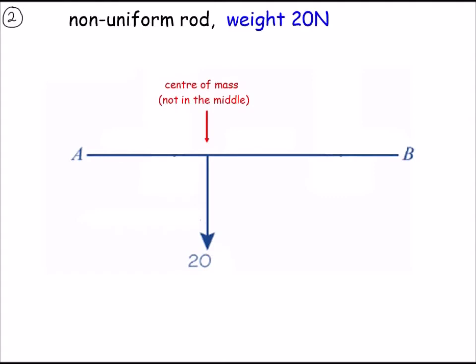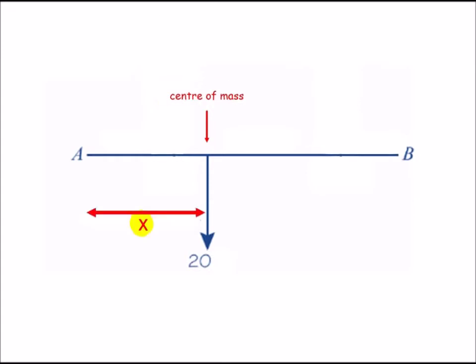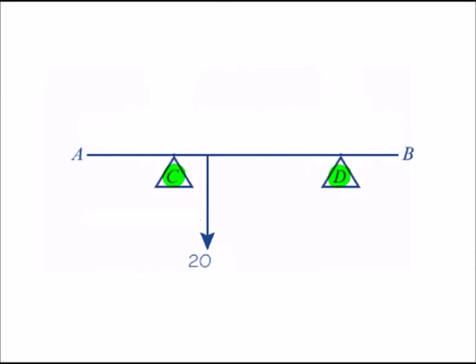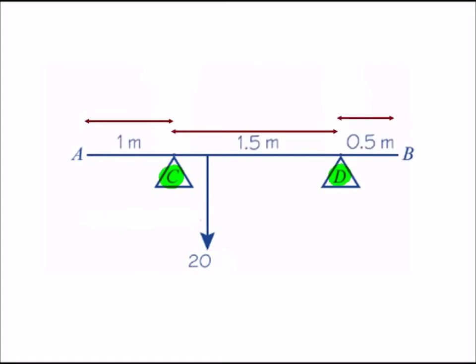Example 2. So we have a non-uniform rod of weight 20 newtons. So the center of mass will not be in the middle of AB. So X is the distance from A to the center of mass. Two supports are placed under the rod as such.